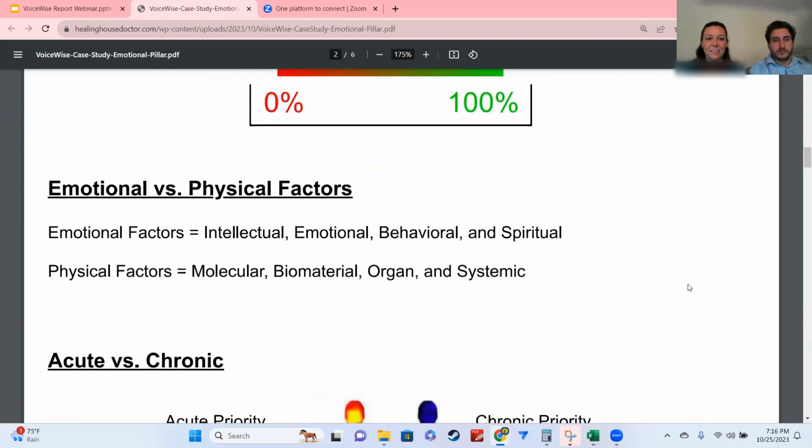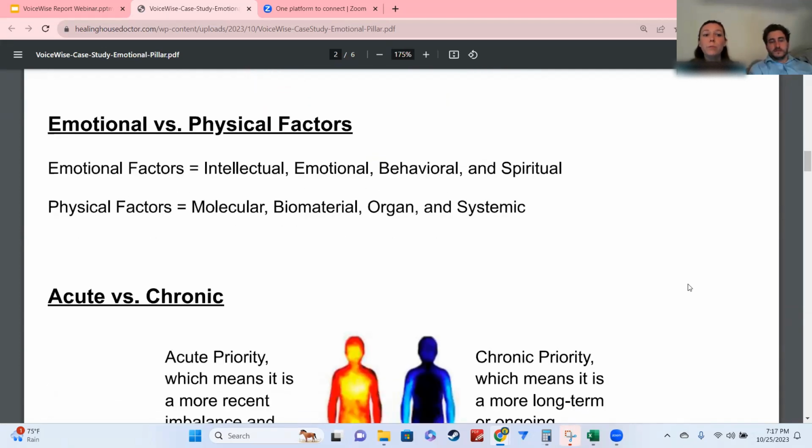Yeah. So we're measuring both emotional and physical factors, and that's because the body can have physical results and changes based on your emotional state on several different levels. And that's what we're going to be talking about is the emotional pillar tonight, right? So we've talked about a lot of other pillars. Tonight is all about the emotional pillar.